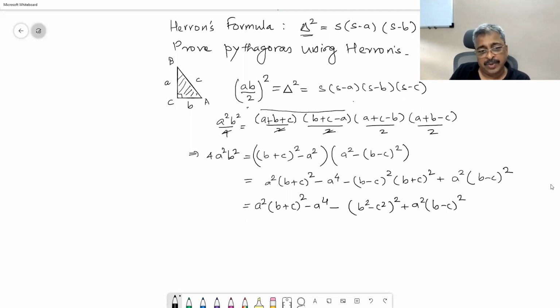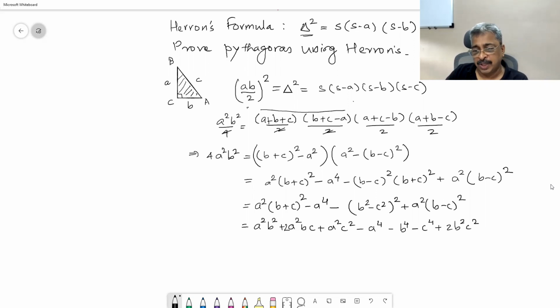Therefore, what we should do now is expand and simplify. If we are lucky and don't make any mistake in expanding, we will get the correct answer. Let us try and do it. A square B square plus 2 A square BC plus A square C square, correct? Minus A fourth, minus B fourth, minus C fourth plus 2B square C square.